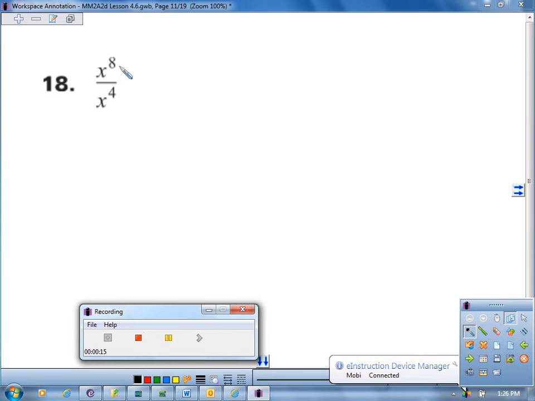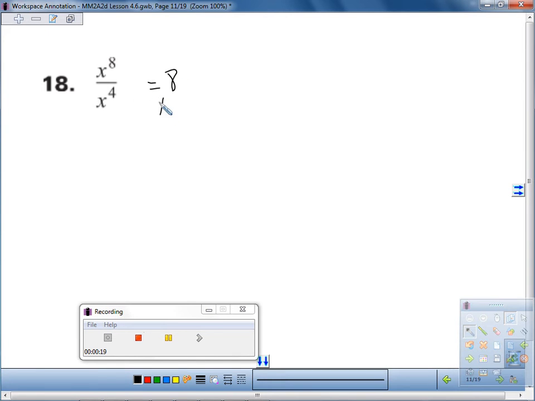Alright, for 18, we just have a quotient of powers, so we'll have 8 minus 4. We'll subtract the powers and end up with x to the 4th. So that's all we have to do for 18.